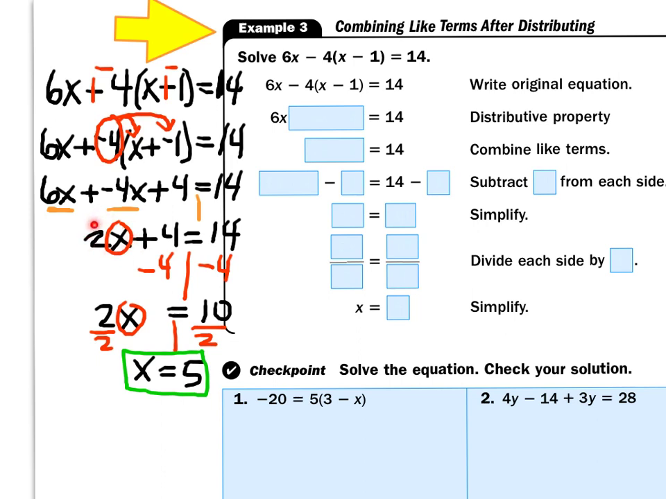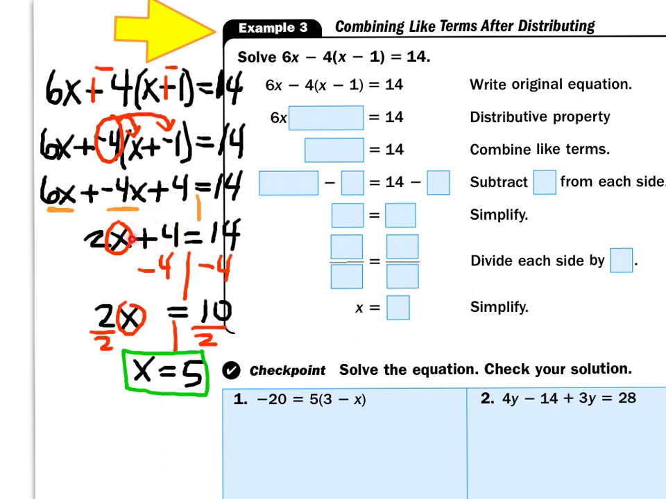So I have 2x. I bring down the plus, bring down the 4, bring down the equal sign, and bring down 14. And so now it just looks like a regular two-step equation. So now you're ready to destroy stuff. So grab your red, circle the variable, bring down the wall.